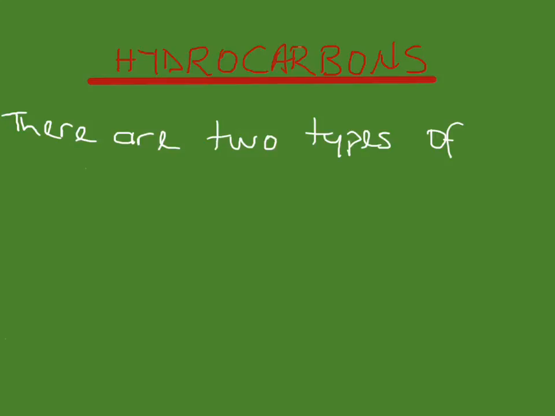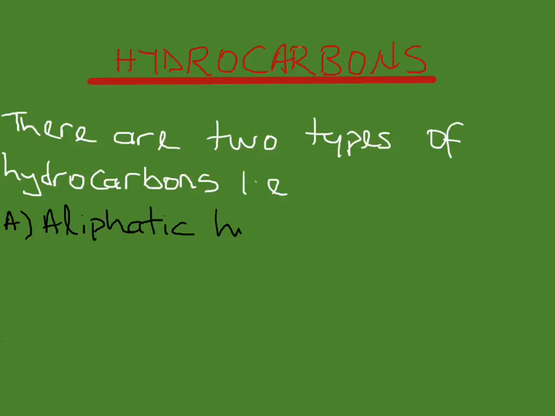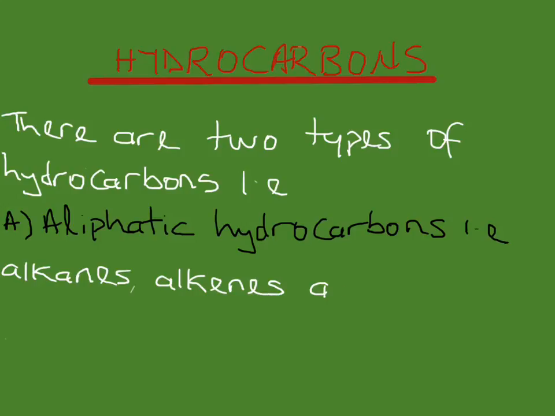There are 2 types of hydrocarbons. That is, aliphatic hydrocarbons. Aliphatic hydrocarbons, like I earlier said, are made up of alkanes, alkenes, and alkynes. And we said aliphatic hydrocarbons are hydrocarbons in which the carbon atoms are arranged in a straight chain. Aliphatic hydrocarbons are also called straight chain hydrocarbons. And we said there are 3 types of aliphatic hydrocarbons: alkanes, alkenes, and alkynes.